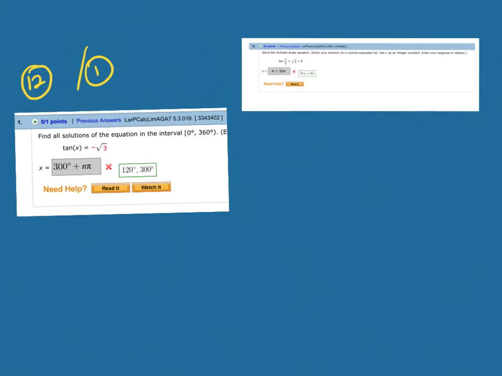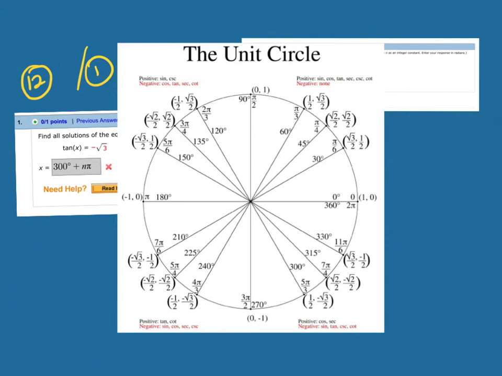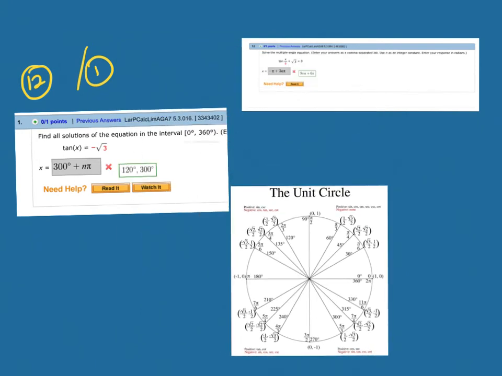All right, the degree one said the tangent of x equals negative square root 3 on the interval of 0 to 360. So you're using your whole unit circle, but you're using the angles this time. I guess it's good that we've gotten so used to radians because they were foreign to us, but good old degrees can come back too.